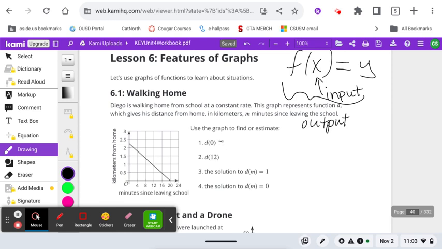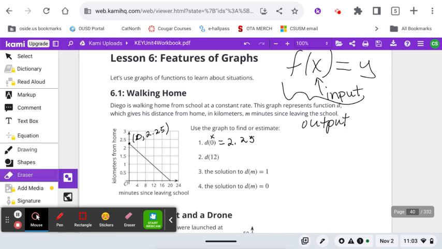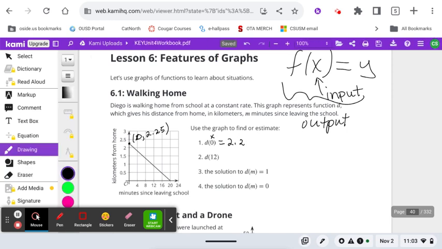So here, when they're asking you for d of 0, they're saying when x is 0, what is the y value? So students like to put a little dot at the actual location. So when the input is 0, when x is 0, where is that falling? Well, it's kind of like 0, comma 2.25. It's up there about halfway between 2.0 and 2.5. And so again, they're just asking you for the y value when the x is 0.